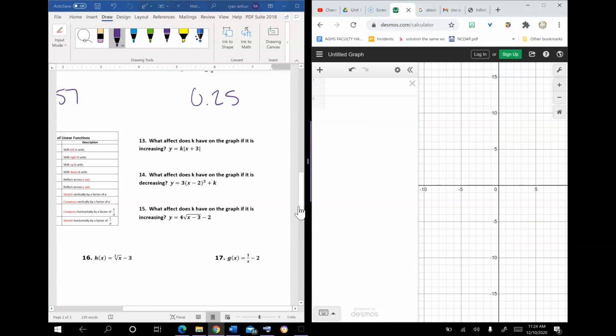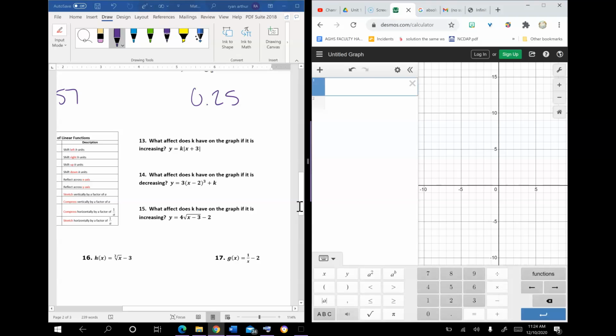When it wants to know how something has an effect on the graph, just go over and do an experiment. So it's saying, what effect does K have on the graph if it's increasing? So if K increases, it wants to know what it's doing. Well, let's play around with that and increase K. Y equals, start with a low number, 2 absolute value of X plus 3. So there's my baseline right there, okay?